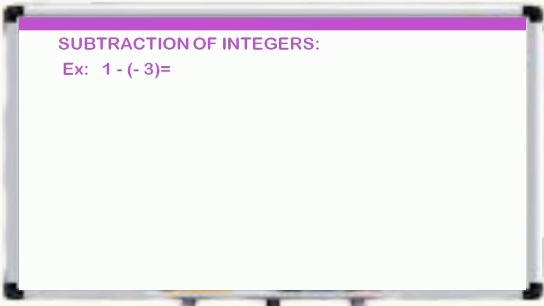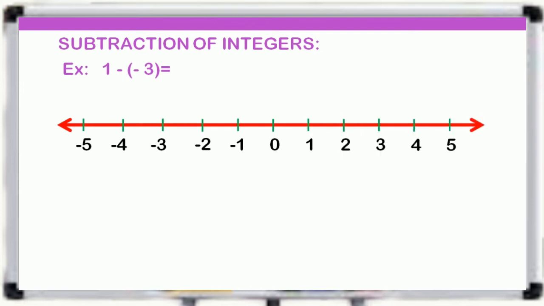Take another example. Here 1 minus of minus 3. Here we have to subtract minus 3 from 1. Take a number line, that is an integers number line. That means at the middle 0, right side positive numbers, left side negative numbers. Locate 1 on the number line. Then here we have to subtract minus 3 from 1.